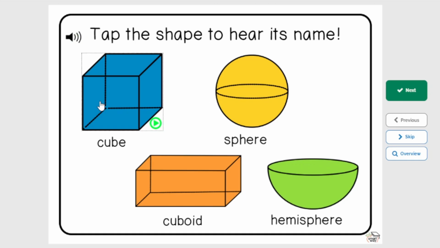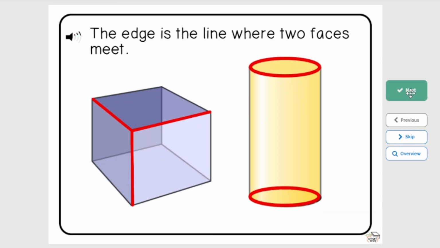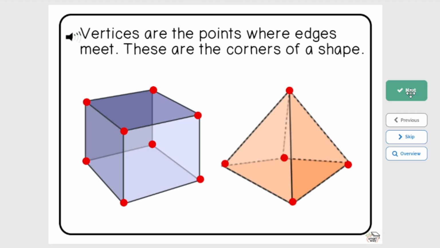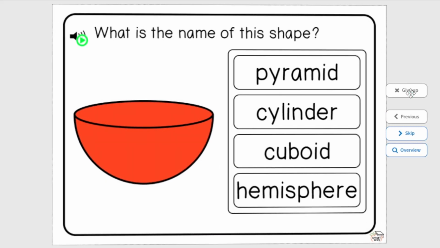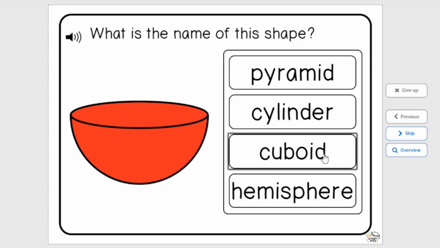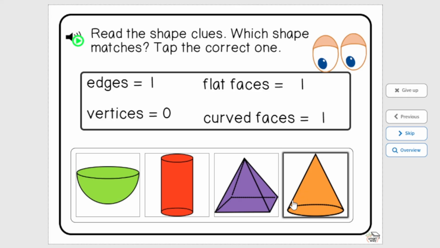These boom cards start with introductory slides reviewing the shapes and their parts: edges, vertices, flat faces, and curved faces. Then students move into the quiz slides where they identify the shape or select the correct number of attributes. There are also fun riddle slides where the clues are given and students choose the correct shape from the options. These are always a hit once they understand the concepts. I assign these boom cards individually and I can easily check each student's progress on the back end. It's a simple and effective way to reinforce and evaluate their understanding.